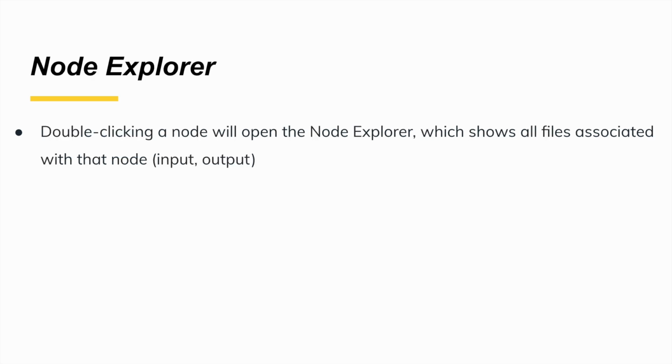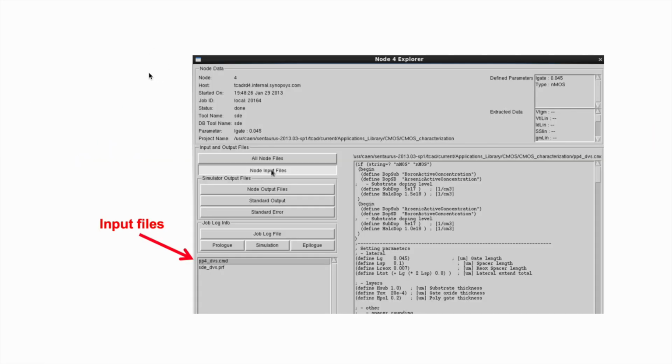Then I'm going to talk about the Node Explorer. When you double click a node, it will open a Node Explorer, and the Node Explorer will show all files associated with that node, including input and output. So here is when we clicked on a node, and the window for the Node Explorer looks like this. And here are the input files when you click the node input files.